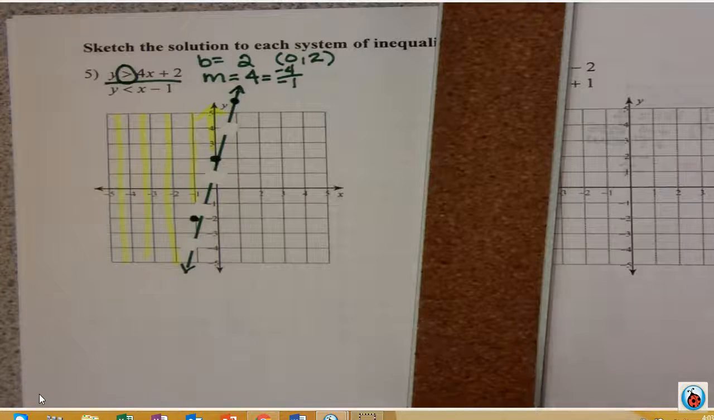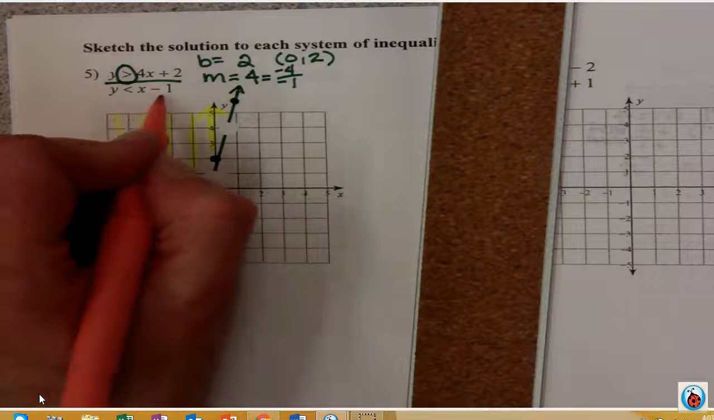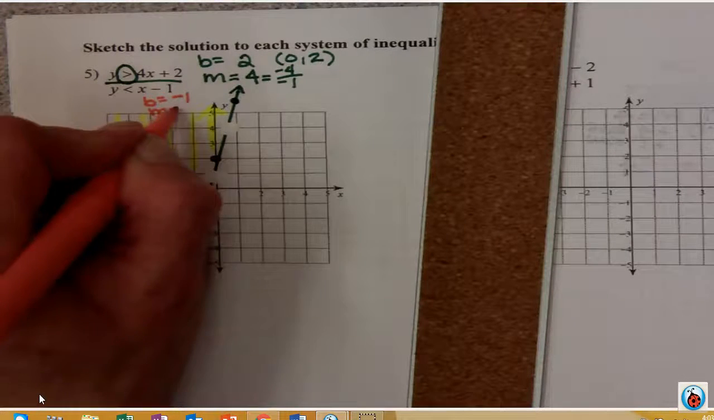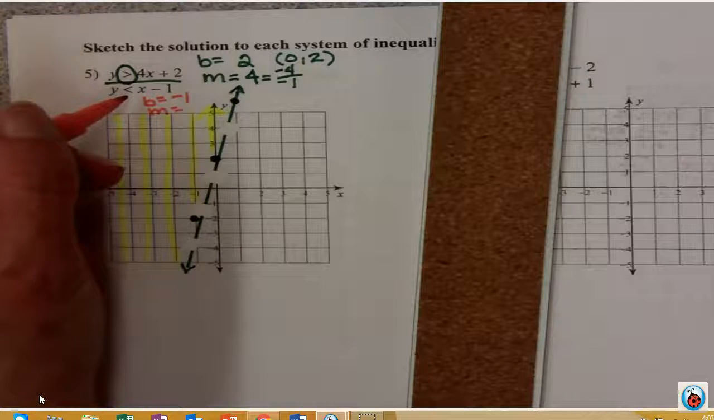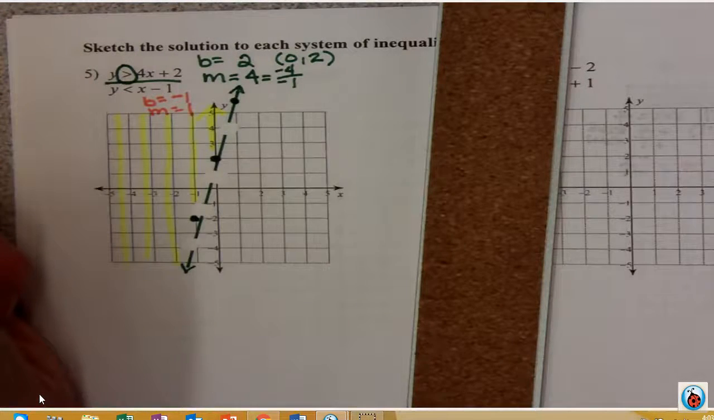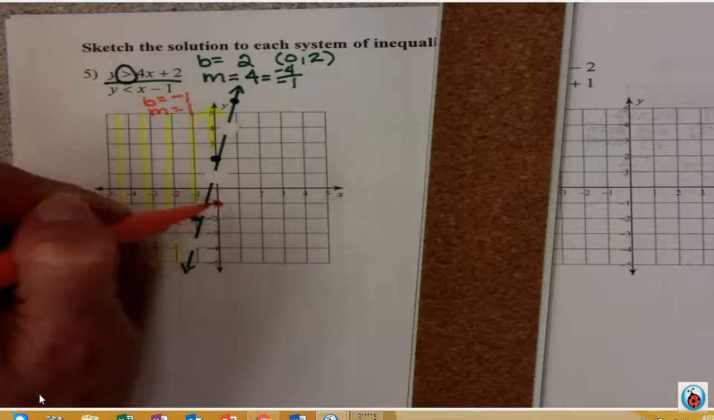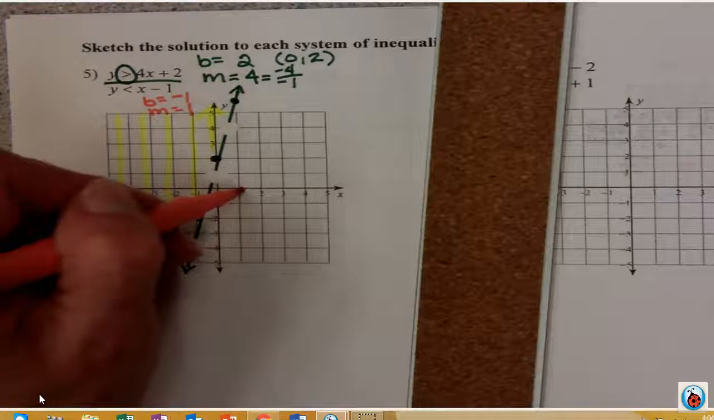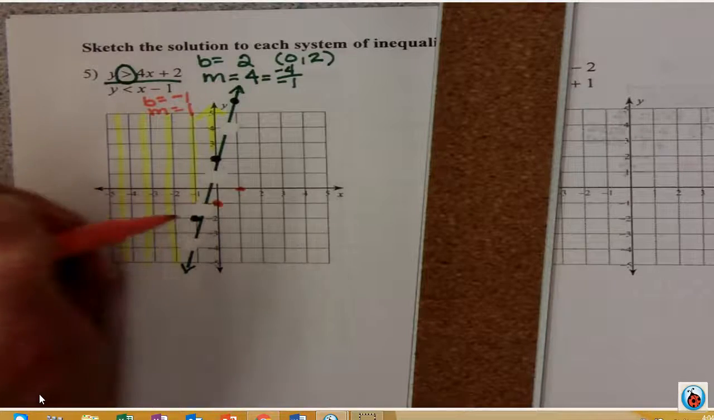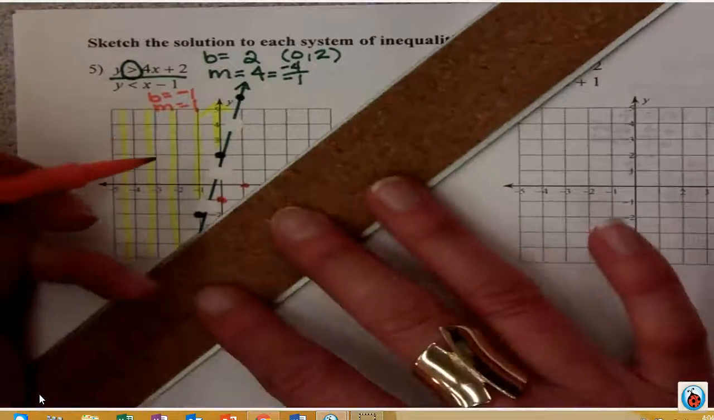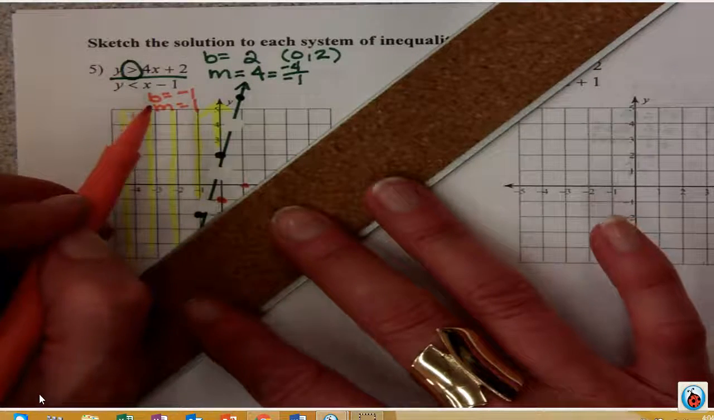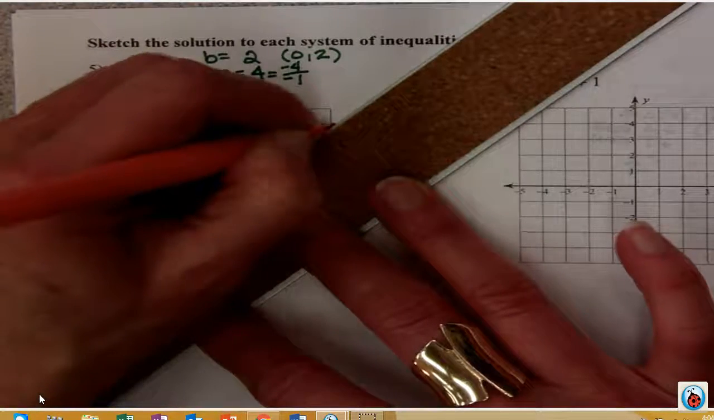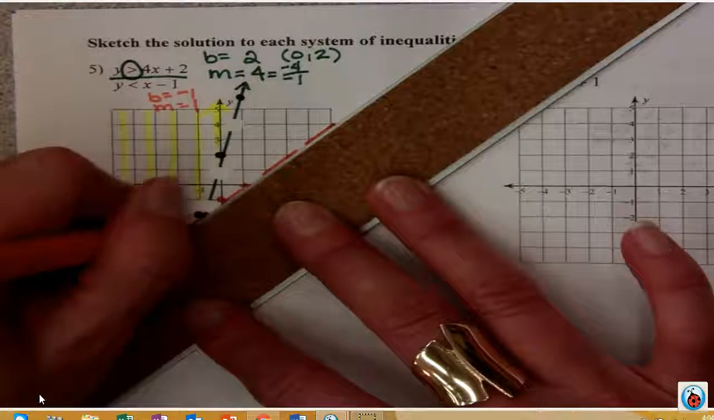Okay, my next problem is y is less than x minus 1. So my b is negative 1. My slope is the number in front of my x, which is 1. My slope is 1. So I'm going to come down here to negative 1. I'm going to go up 1 over 1. Or I can go down 1 to the left 1. Now I'm not going to make that mistake again. I'm going to dot my line since this is y is less than but not equal to. I'm going to make my line dashed to show that I'm paying attention.